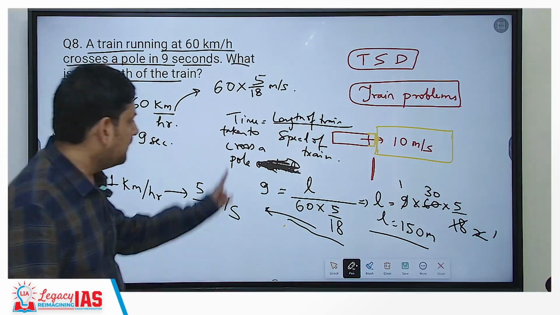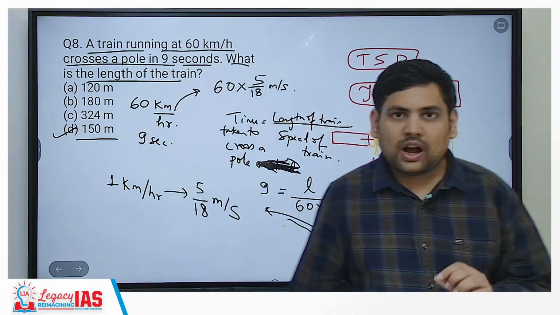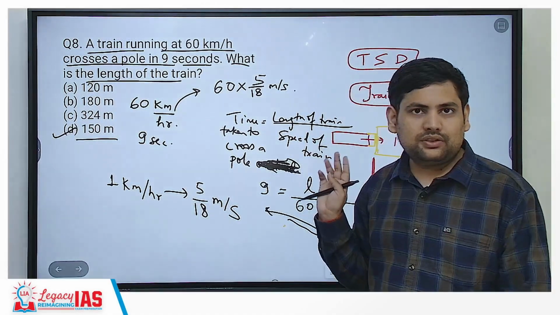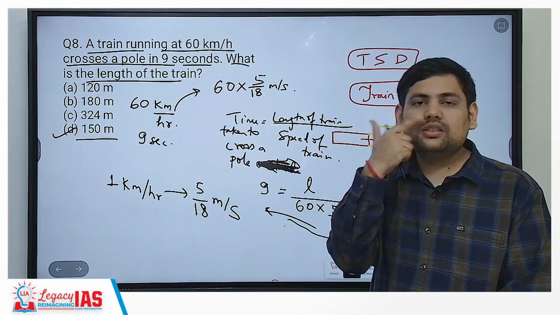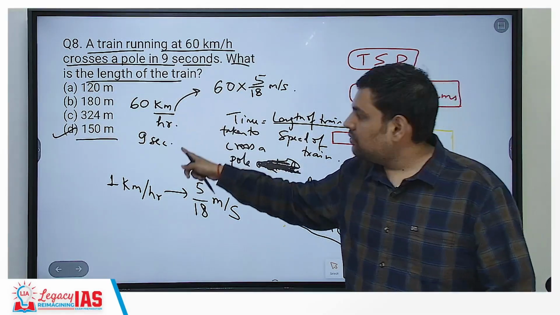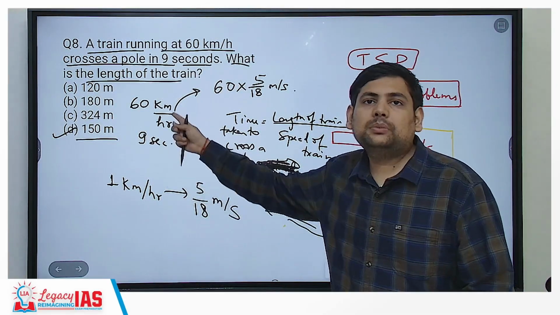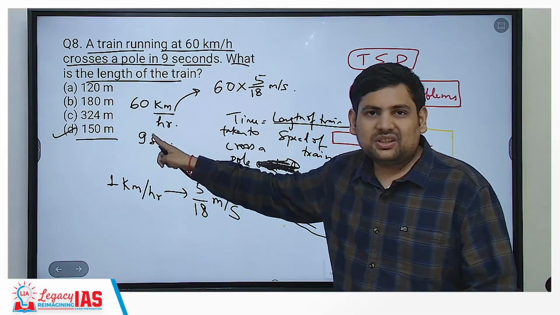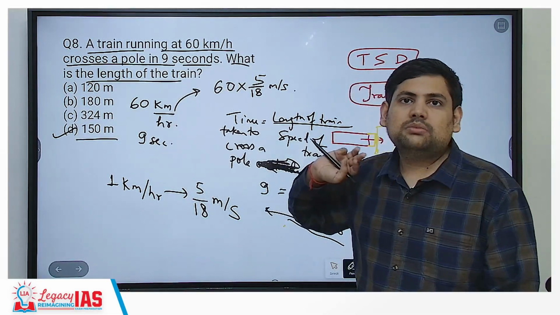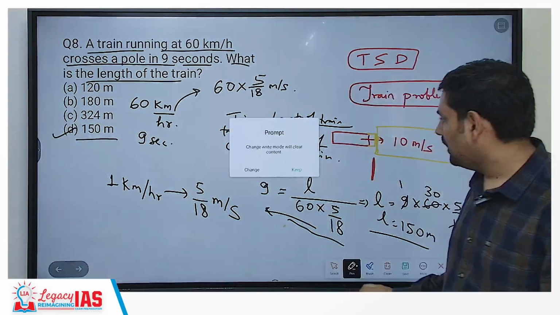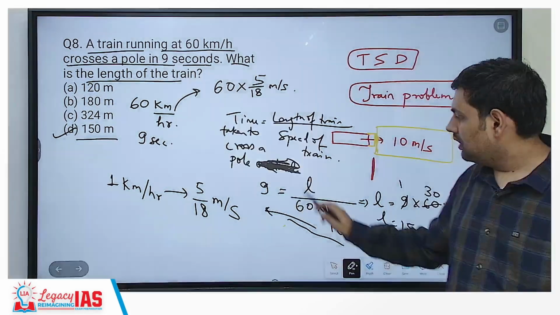Understood? So if there is a pole, how much time will the train take to cross it? Whatever is the length of the train divided by the speed of the train. You have to be careful about the units that you are using. If you are using kilometer per hour, then you use time also in hours. If you are using meter per second, then time also will be in seconds. Here time was in seconds, so I converted it into meter per second. Understood? That's it. Now let's do another question.